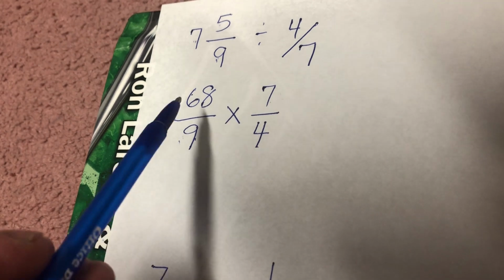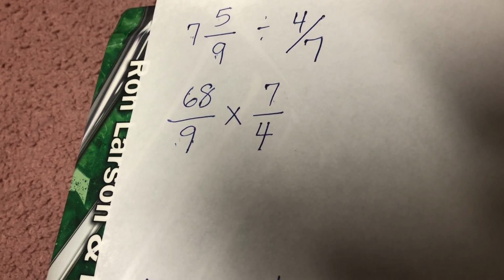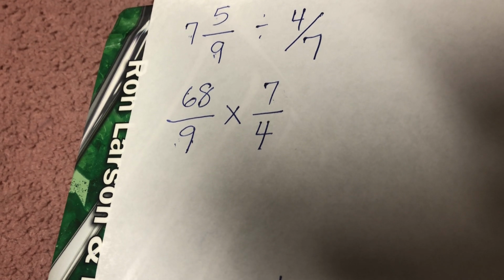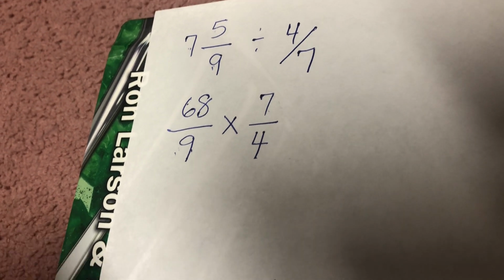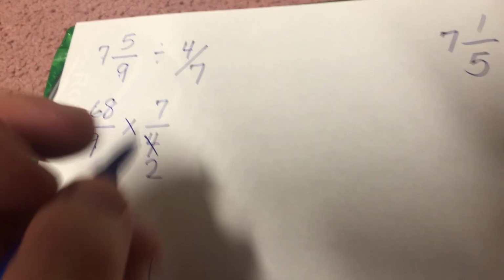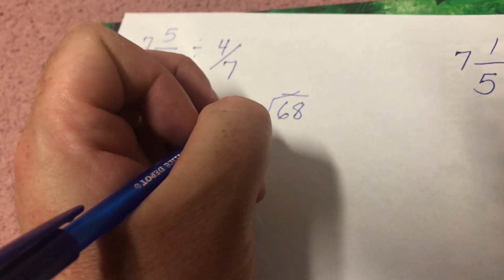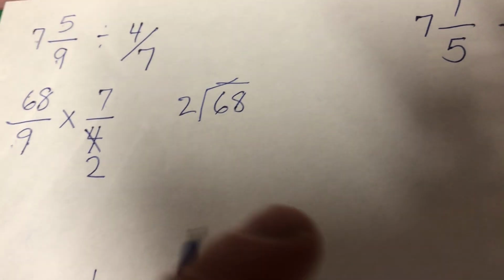So let's think about 4 and 68. Now, when I think about my rules of divisibility, I realize that both of those numbers are divisible by 2 because they are even. So I'm going to think, well, 4 divided by 2 is 2. I might have to do a little scratch work to come over here and do 68 divided by 2. Some of you may not need to do that, but we'll do that just in case.